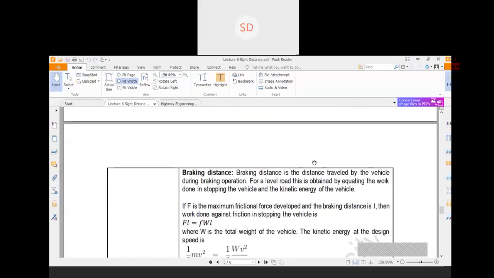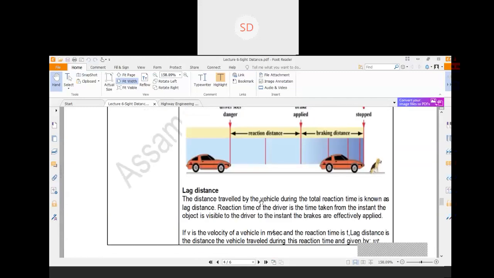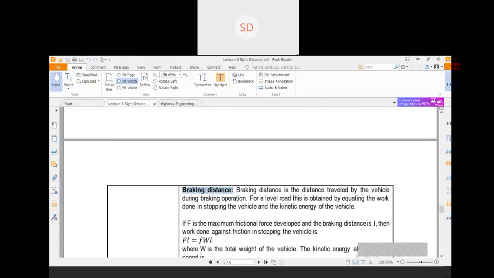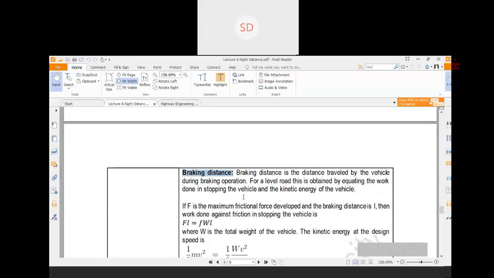Now coming to the next portion, the braking distance, how we will calculate the braking distance. Braking distance is the distance traveled by the vehicle during the braking operation. Whenever the vehicle is moving on a level road, this is obtained by equating the work done in stopping the vehicle and the kinetic energy of the vehicle.